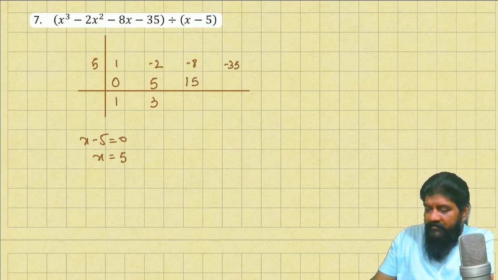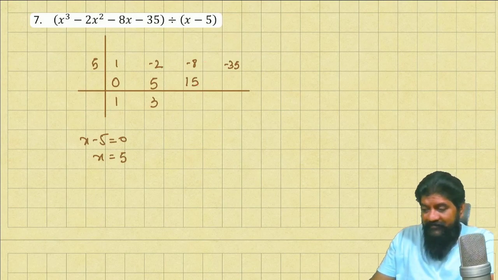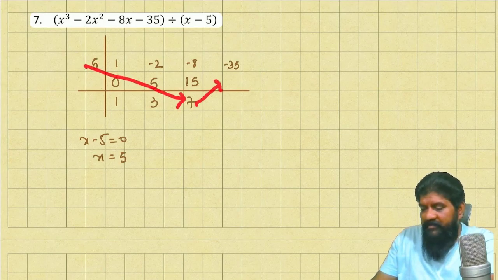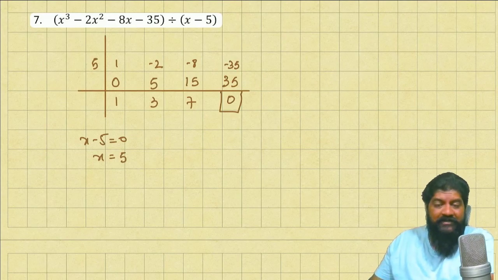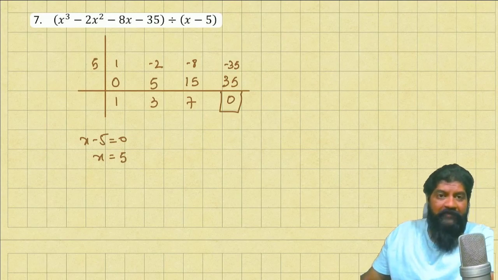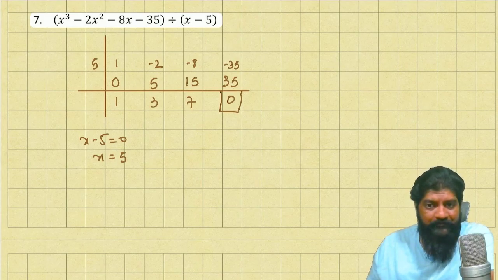Again, you add them up. So minus 8 plus 15 is going to be a 7. Update it. Now, multiply and update it here, and that's going to give you a 35. You can see the last numbers when added will give me a 0, and that is nothing but the remainder. And therefore, now I can say that x minus 5 is a factor of the given polynomial.